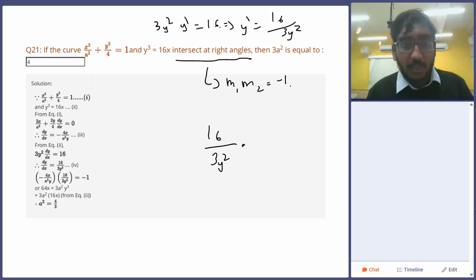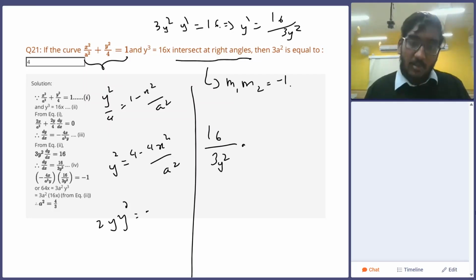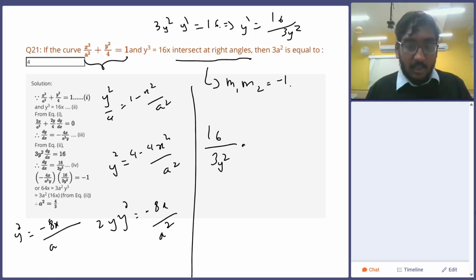And what about the slope of this particular expression? Just write it like this: y square by 4 equal to 1 minus x square by a square. Better to multiply by 4 on the other side also. 4 minus 4x square by a square equal to y square, correct? So 2y y dash equal to minus 8x by a square. So y dash will be minus 8x by a square into 2y. Just cancel these two. Y dash will be minus 4x by a square y.